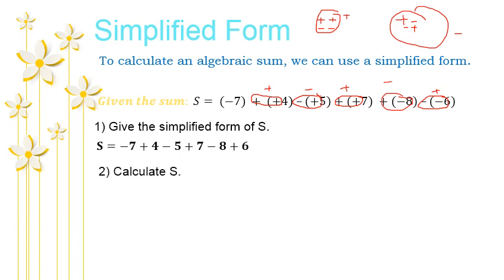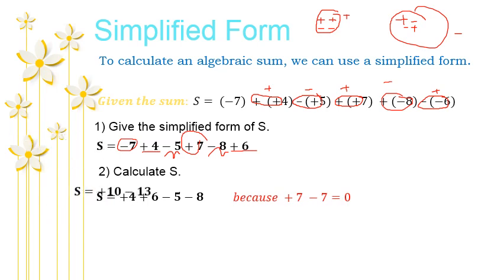To start calculating, you may notice that minus 7 and plus 7 are opposite numbers and their sum is equal to 0. So I write the expression as plus 4, I search for positive numbers, plus 4 plus 6. Then after that, I write the negative numbers, minus 5 and minus 8. Now I calculate the positive numbers alone: plus 4 plus 6 is plus 10, and minus 5 minus 8 is minus 13.